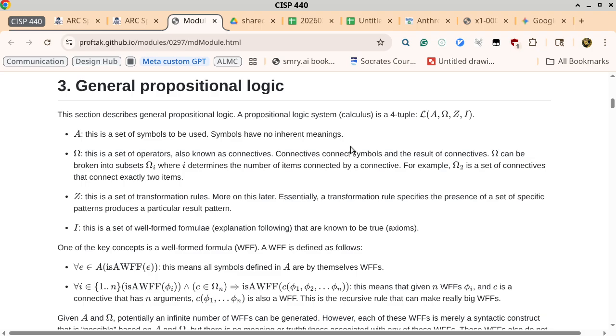So there are four sets that are necessary in order to define a propositional logic system or calculus. These four sets consist of alpha, omega, zeta, and iota. Those are all Greek letters, but if you want to say A, omega, Z, and I, that's okay too. We don't have to refer to the Greek letters. So this is A or alpha. It is a set of symbols to be used, and symbols have no intrinsic or inherent meanings.